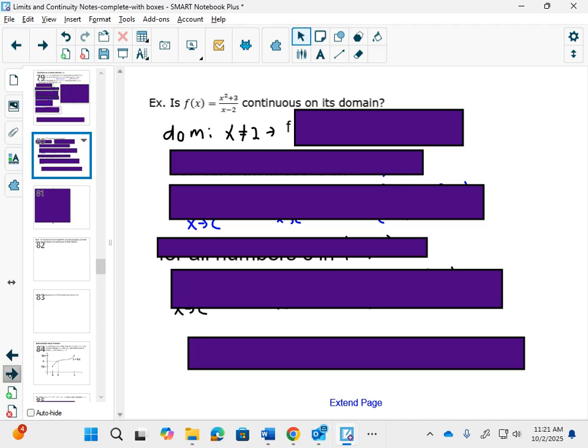Can we say it's continuous? No, because it has an infinite discontinuity in it. So overall, it's not continuous because it has a discontinuity. But it will be continuous wherever it exists. If it exists on a part, can you draw that part without lifting your pencil? Yes.